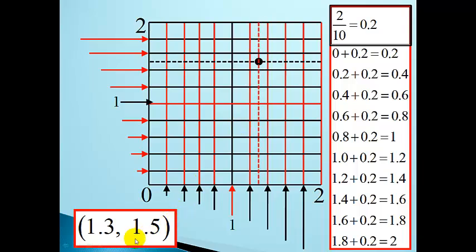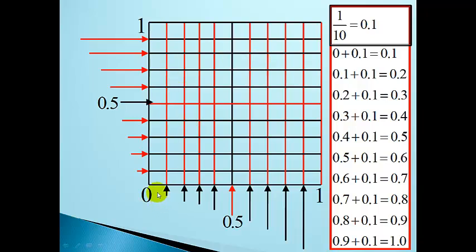Now we consider the y-axis 1.5. So starting from 1, we have 1 plus 0.2, that is 1.2, plus 0.2, that is 1.4, plus 0.2, that is 1.6. So between the 1.4 and the 1.6, you have the 1.5. Now where the horizontal line and the vertical line meet, that is where you have your point.